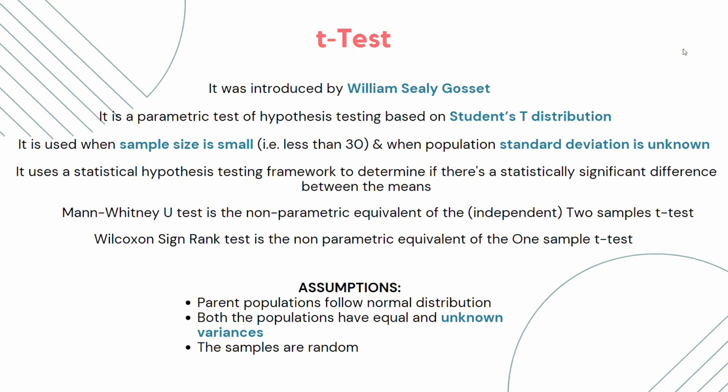T-test was introduced by William Sealy Gosset. It is a parametric test of hypothesis testing based on the student t-distribution. It is used when the sample size is small, that is less than 30, and when the population standard deviation is unknown. Mann-Whitney U-test is the non-parametric equivalent of the two samples t-test, while Wilcoxon signed-rank test is the non-parametric equivalent of the one sample t-test. Assumptions for t-test are: parent populations follow normal distribution, both the populations have equal and unknown variances, and the samples are random.